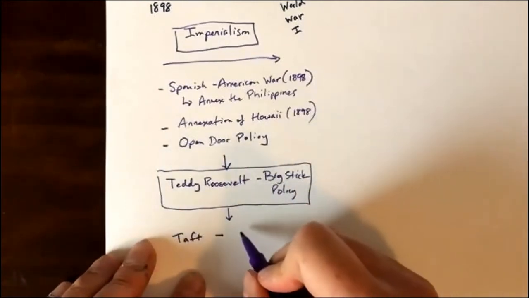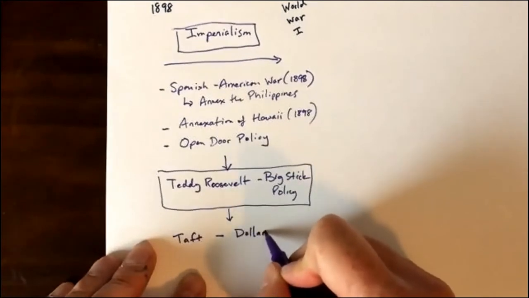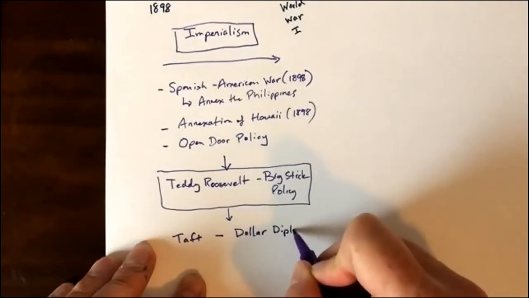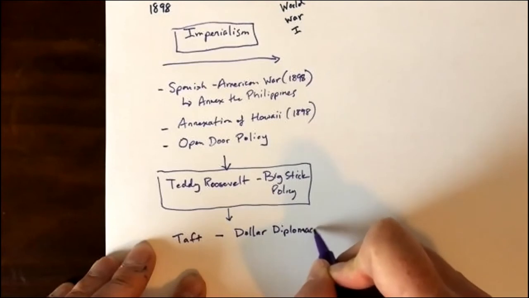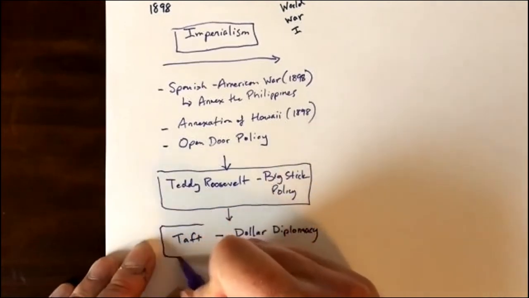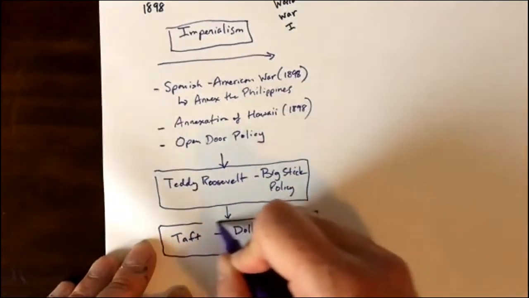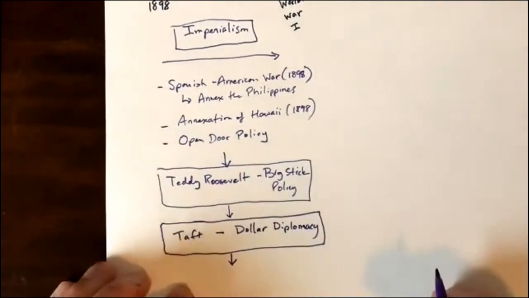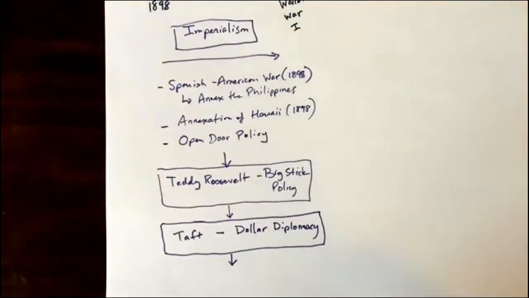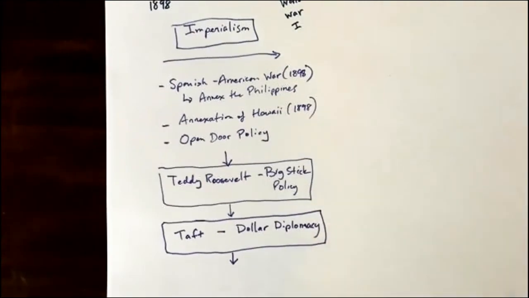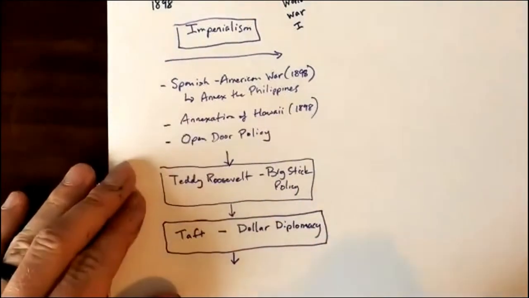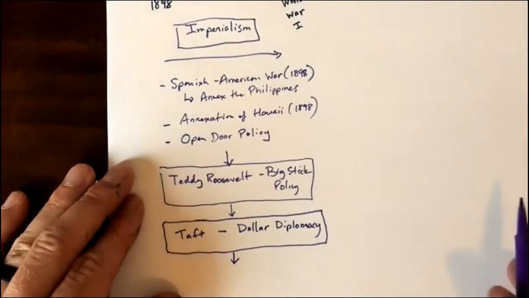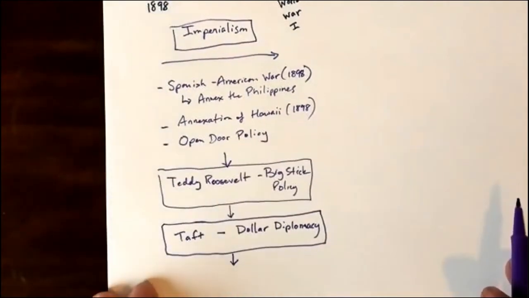and Taft's policy is called dollar diplomacy, which, for those that don't remember, is this belief that the United States should intervene whenever it is in our financial interest. So America is going to get involved in countries when it's economically beneficial to us. So if countries owe us money, then we're willing to get involved. We're willing to intervene.